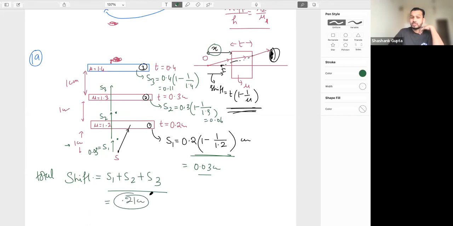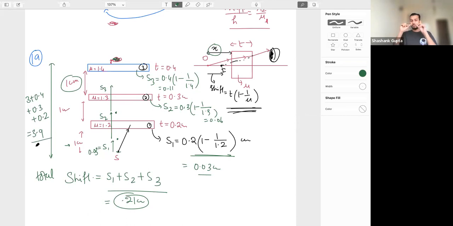Okay, now understand. This one is not useless; the total shift is coming to 0.21 in this direction. What will this eye feel? If these glasses would not have been there, this eye would see this object to be here. What is that distance? 1 centimeter. The total distance from the object till the eye is 1 plus 1 plus 1, which is 3 centimeters, plus the thickness of all the slabs, which is 0.4 plus 0.3 plus 0.2. This is the initial object distance from the eye, which is 3.9.